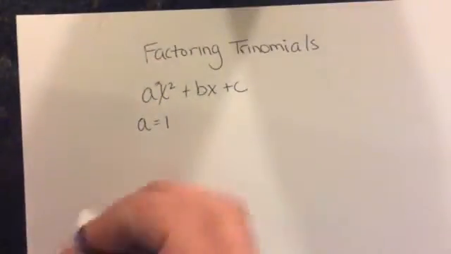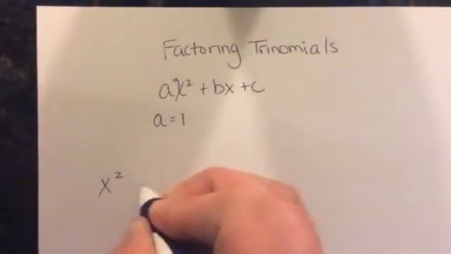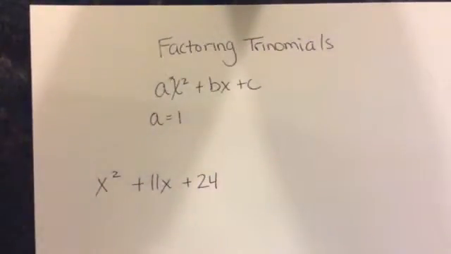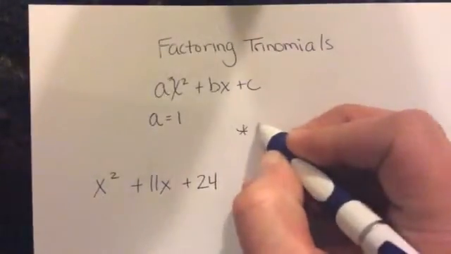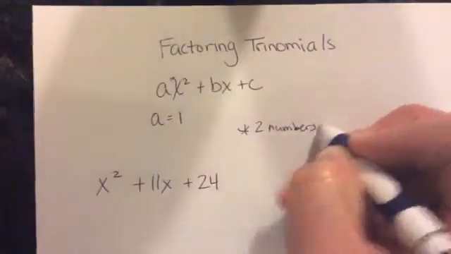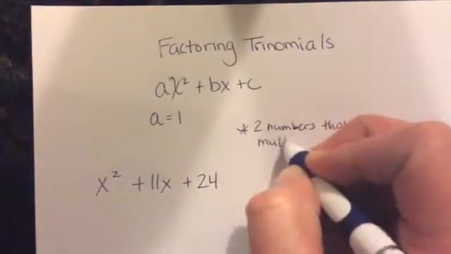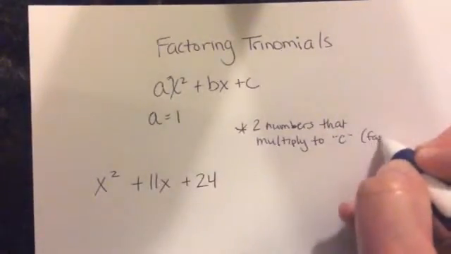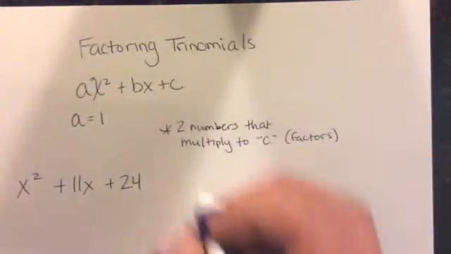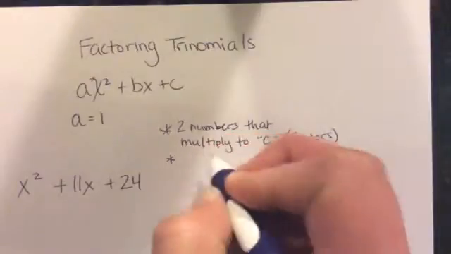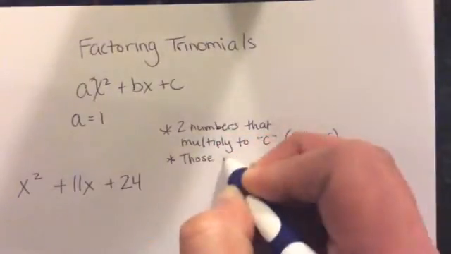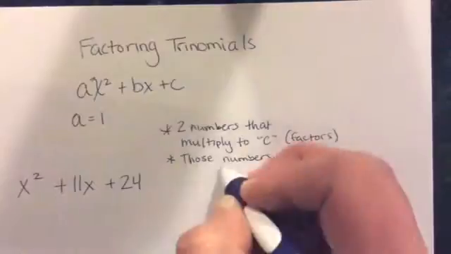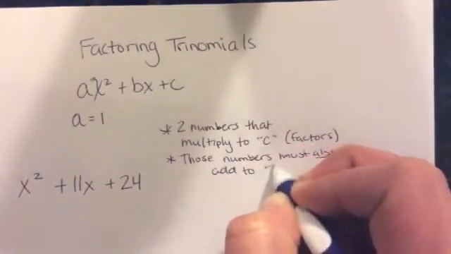So let's go ahead and try one, and I'm going to give you the basic idea behind it. So my first one I'm going to try is x squared plus 11x plus 24. Alright, so what I want to focus on here is that I need two numbers that multiply to c, which means they're factors of c. The other thing I need to pay attention to is that those numbers must also add to the b value.